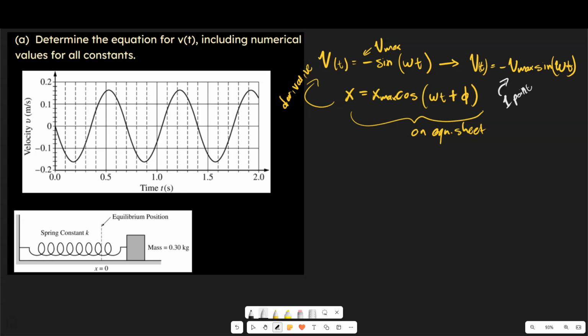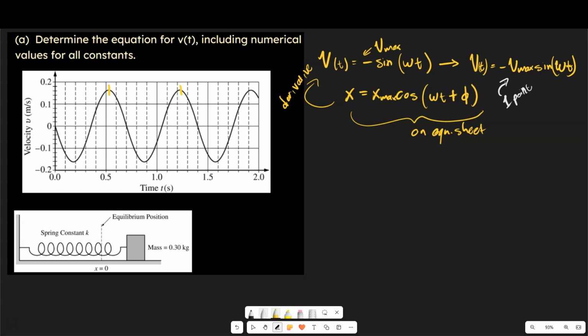Okay, so then what else can we find from this equation? Specifically, they say including numerical values for all constants. So that tells us something. There are other things we need to solve for. Well, one thing we can do is try to figure out the time. You can see a wavelength here. This is one wavelength, but what is the time for one wavelength? Just one cycle, one wave cycle. What is that time? What do we call that? Well, we call that the period, right?